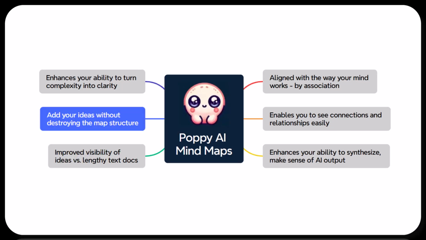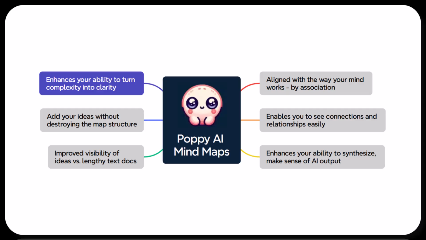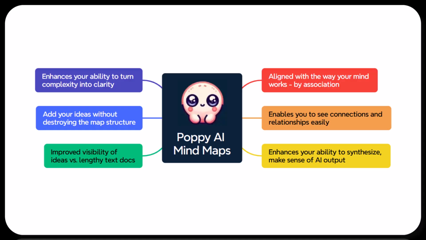You can also add your own ideas to the Poppy mind map output without destroying its underlying structure. It's easy to use the AI output as stepping stones to bigger ideas, which you can easily add to the mind map. And they make complexity understandable by enabling you to break down information into its component pieces. As you can see, the mind map format is really quite valuable for gathering, organizing, and synthesizing information and ideas. So now let's take a closer look at Poppy AI's new mind map output format.